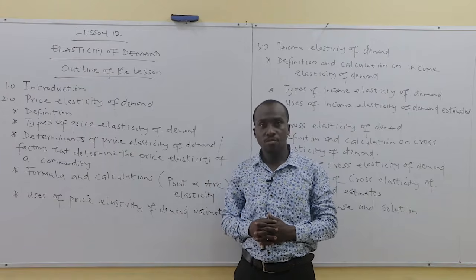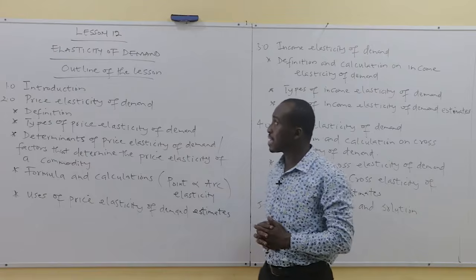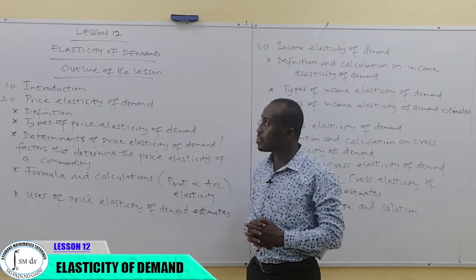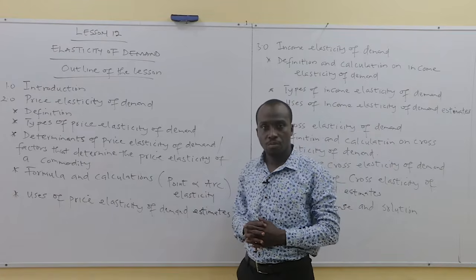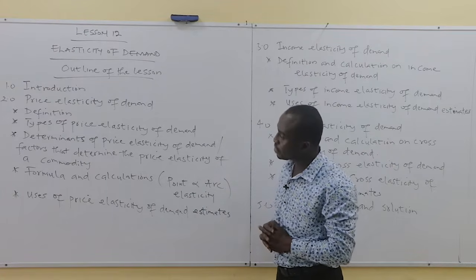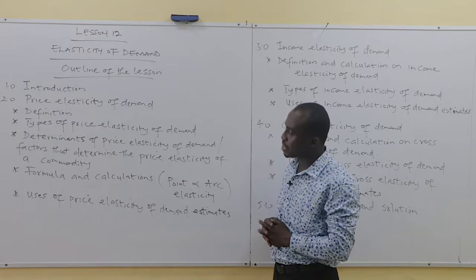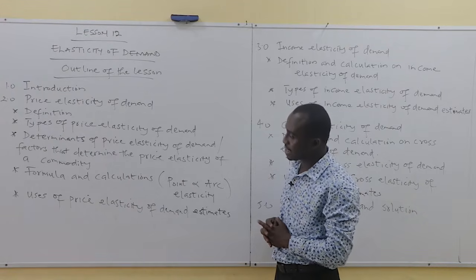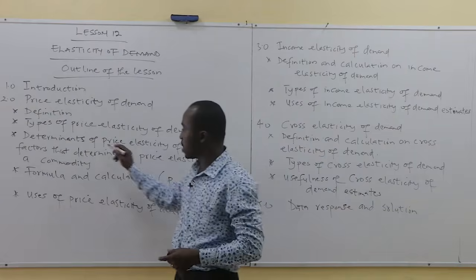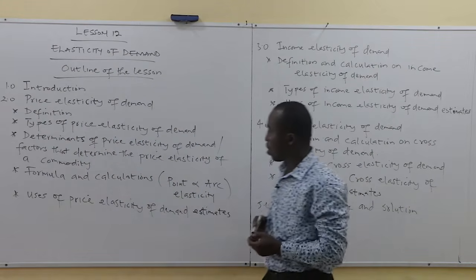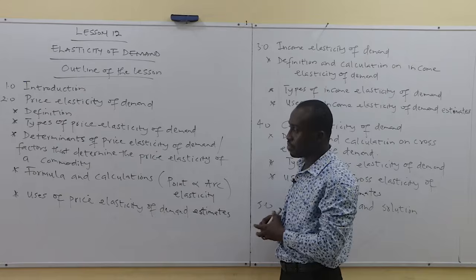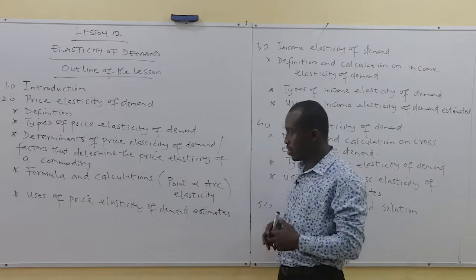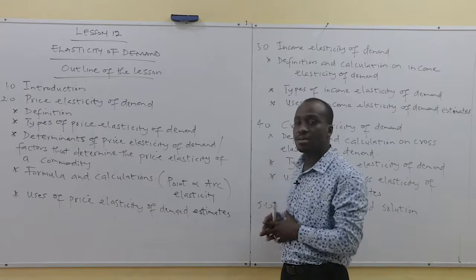In this lesson, we're going to look at lesson 12, and in lesson 12, we're going to look at the elasticity of demand. Let's look at the outline of the lesson. We're going to look at the introduction, the price elasticity of demand, the definition, the types of price elasticity of demand, the determinants of price elasticity of demand, or the factors that determine price elasticity of demand, the formula, the calculations. Look at the usefulness of price elasticity of demand.